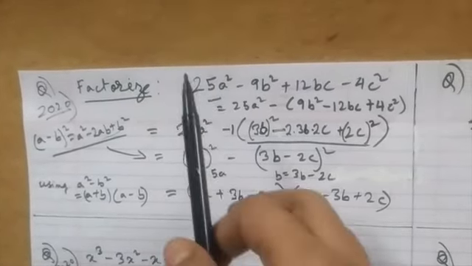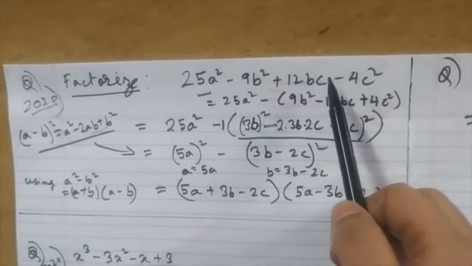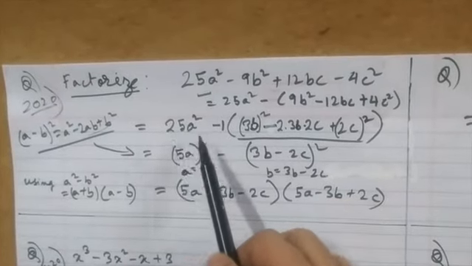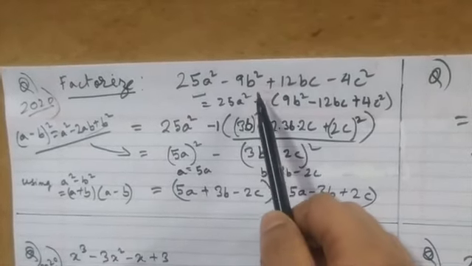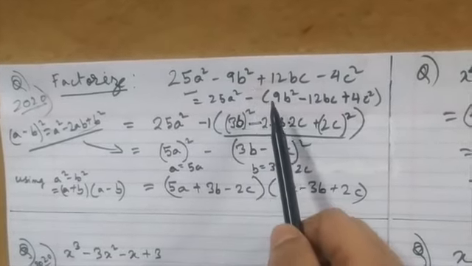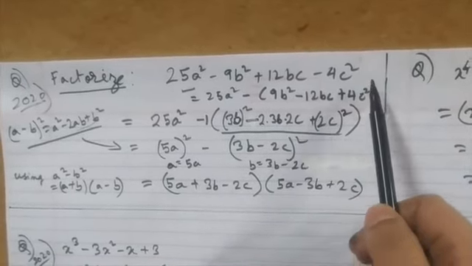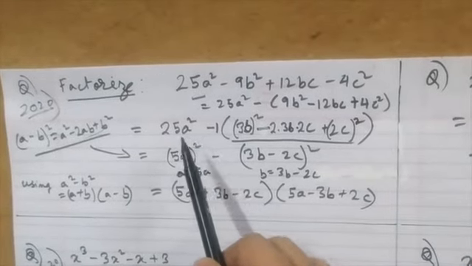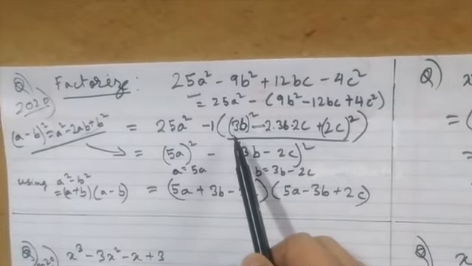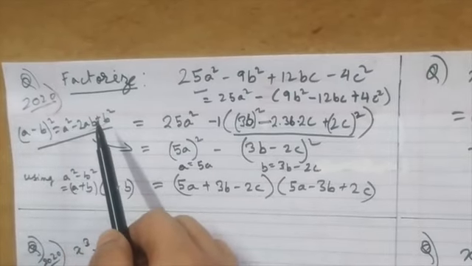You can see this is a question from 2020: 25a² − 9b² + 12bc − 4c². Here we write 25a² as a separate entity and club 9b², 12bc and 4c² by taking minus 1 common. If we take minus 1 common, the signs change: −(9b² − 12bc + 4c²). After taking minus 1 common, we get this form, which is similar to (a − b)², that is, a² − 2ab + b².